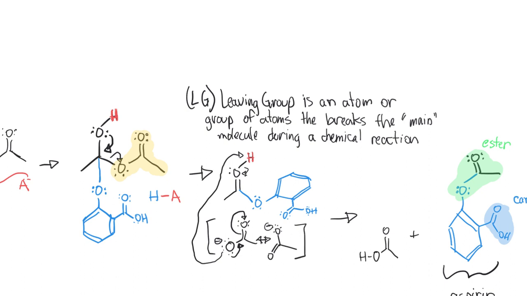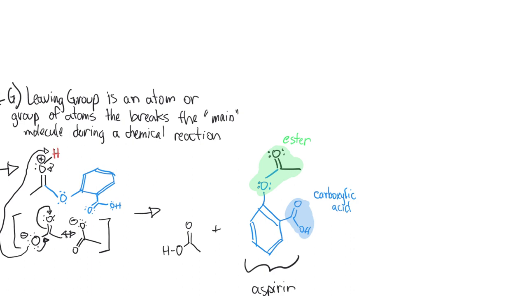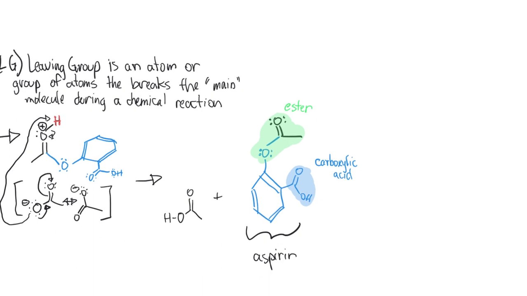Now, we also have a positive charge right here, which I did not note. But what's going to happen is that our acetate ion is going to grab the hydrogen off of this positively charged oxygen right here. And the bond that was between the oxygen and the hydrogen is going to jump onto that oxygen as a lone pair. And that is going to leave us with our final products, the acetic acid and the aspirin.